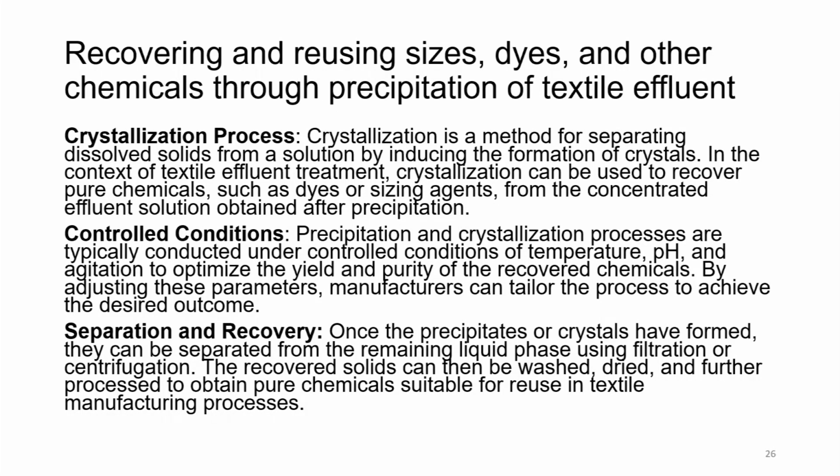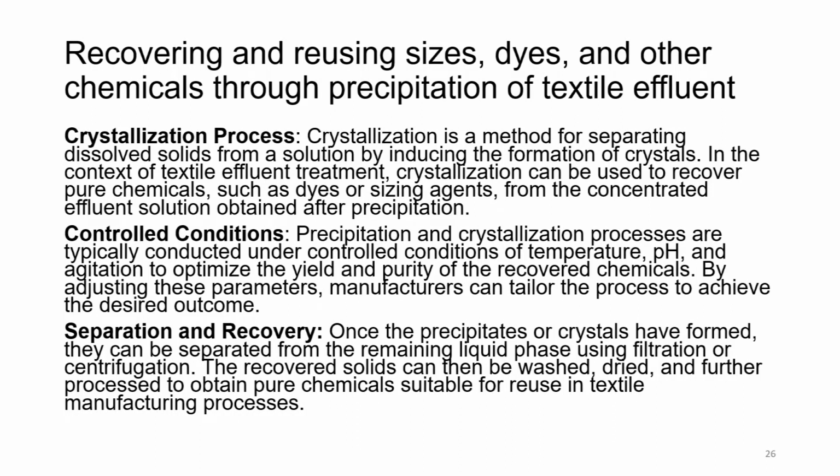Controlled conditions. Precipitation and crystallization processes are typically conducted under controlled conditions of temperature, pH and agitation to optimize the yield and purity of the recovered chemicals. Sometimes some scratching also needs to be done. By adjusting these parameters, manufacturers can tailor the process to achieve the desired outcome.